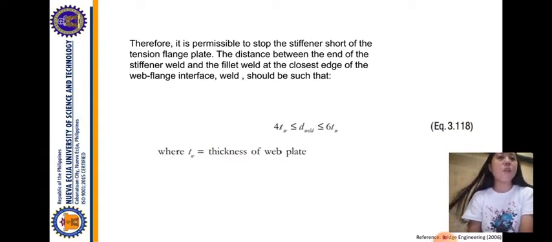The distance between the end of the stiffener weld and the fillet weld at the closest edge of the web flange interface weld should be such that 4 t sub w is less than or equal to d sub weld, less than or equal to 6 t sub w, where t sub w is the thickness of the web plate.